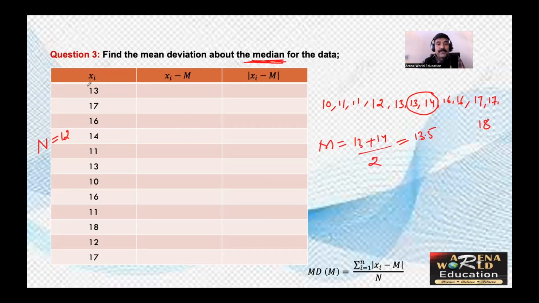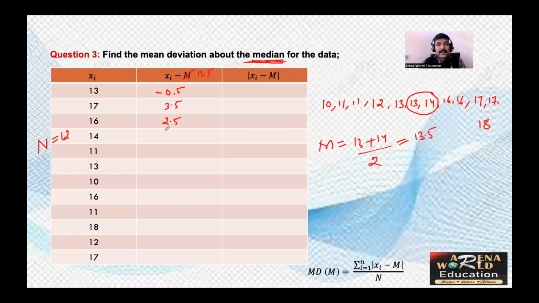So look at this one, 13 minus m is what? M is 13.5. So 13 minus 13.5, yes, it will be minus 0.5. Here you have to be very, very careful because we are dealing with decimals, right? 17 minus 13.5, yes, it will be 3.5. 16 minus 13.5, yes, it will be 2.5.